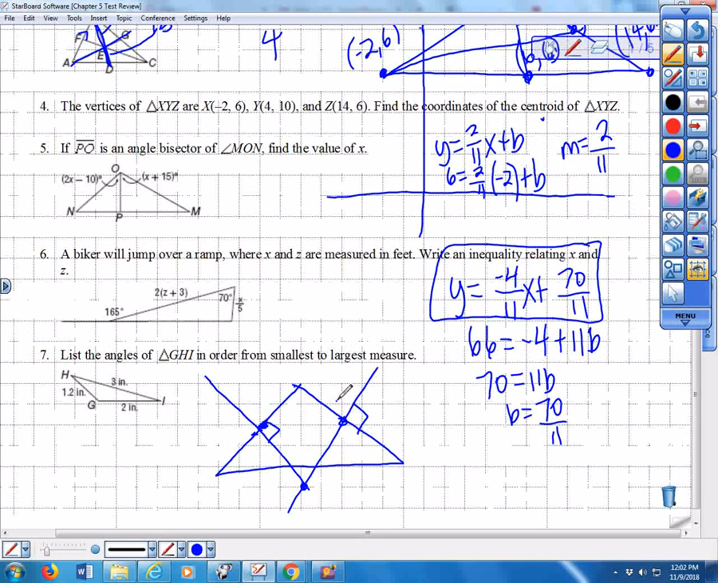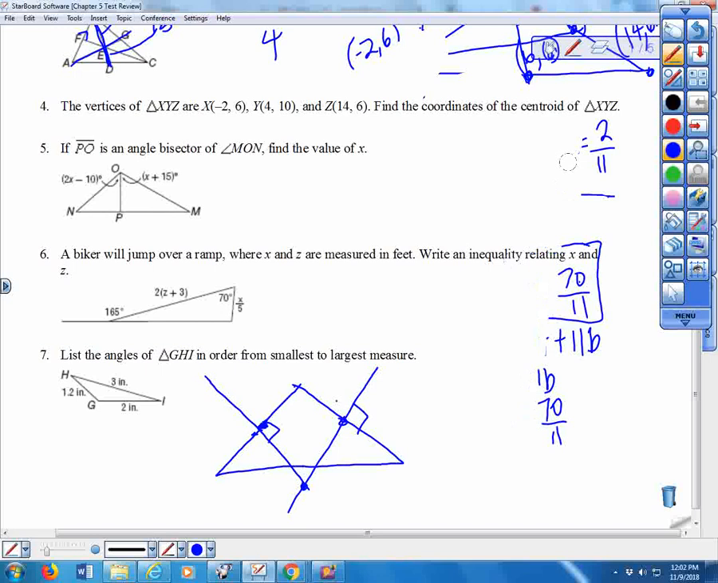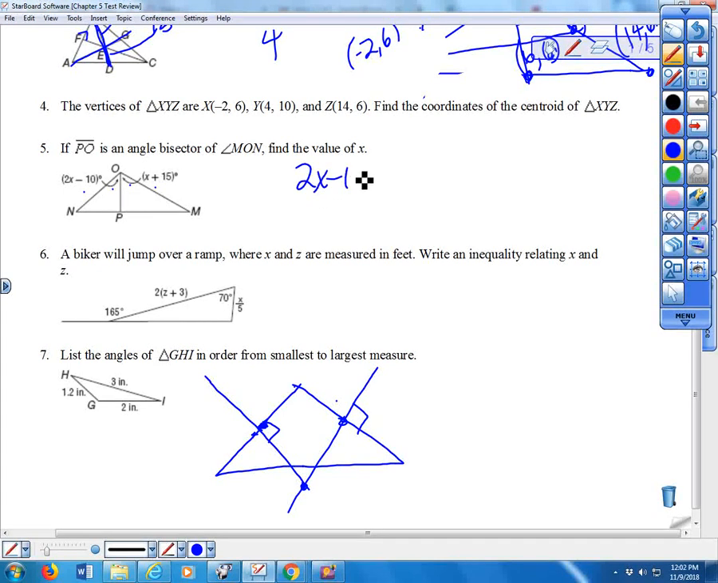Okay, let's get back to the rest of this now. If PO is an angle bisector of angle MON, what do I do to those two expressions? What does an angle bisector mean? Okay, so the two angles are equal. These two angles that are created by the bisector are equal. So I just set 2x minus 10 equal, and then solve. That's it.